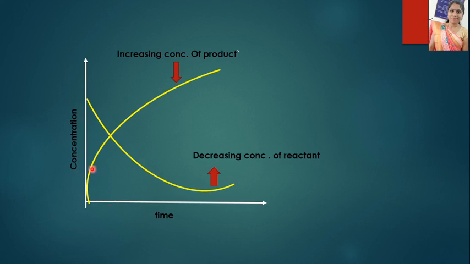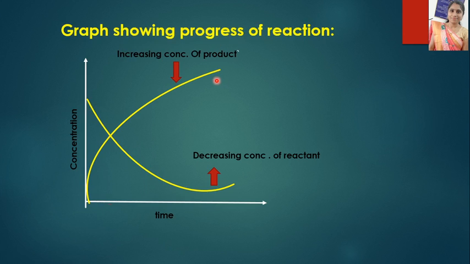If we plot the graph of concentration against time, we can see an increase in the concentration of product and a decrease in the concentration of reactant, because when reactants get converted into product, the concentration of reactant decreases slowly with increasing time, and simultaneously the concentration of product increases with time. This is the graph showing the progress of the reaction.